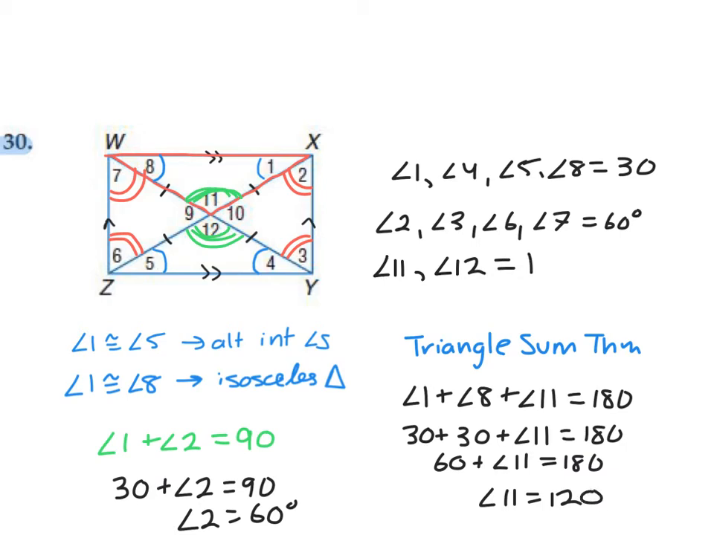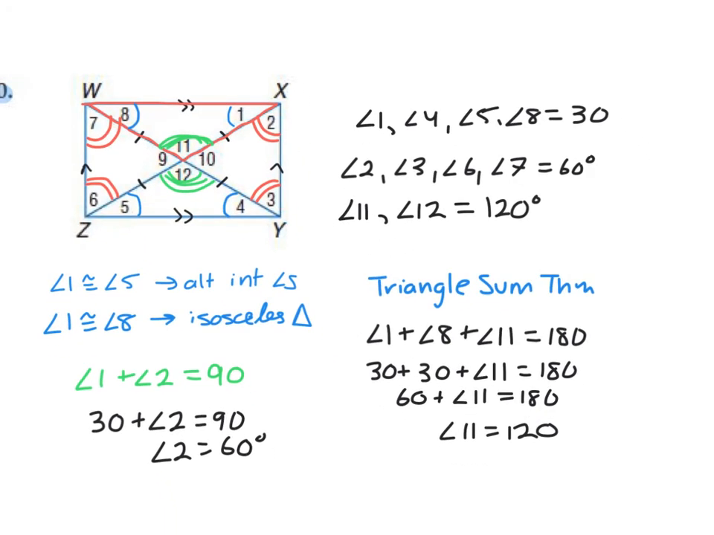Oops, sorry, 120. There we go. Now the last 2 we need to find will be angles 9 and 10. So I can do this in 2 different ways. Either we can use the triangle sum theorem again, so we can do angle 2 plus angle 3 plus angle 10 equals 180. Or we can use the fact that we have a linear pair right here.